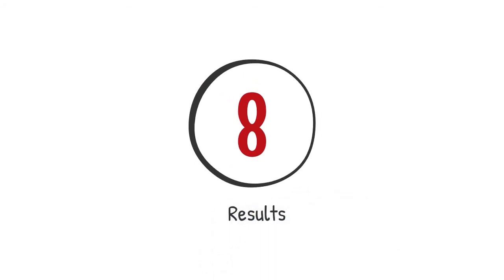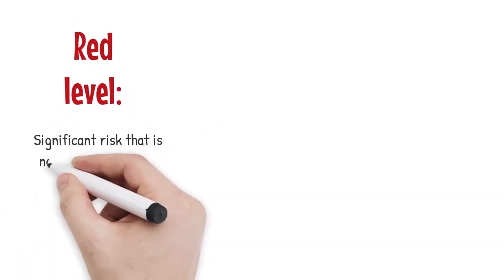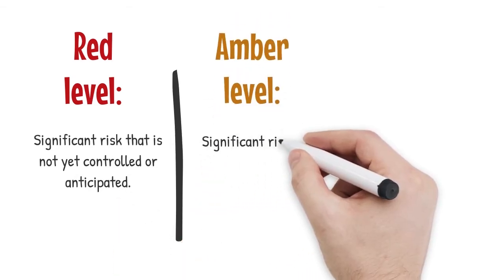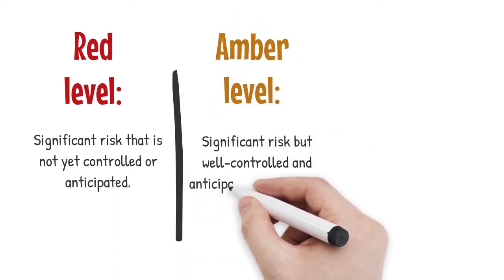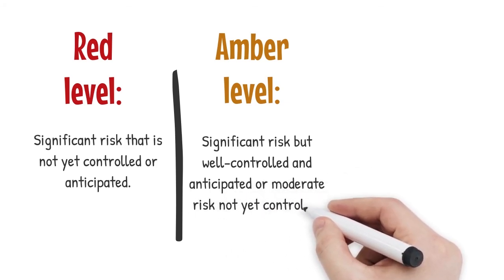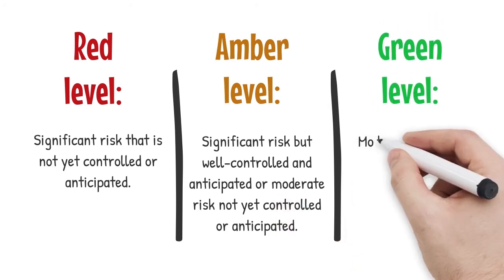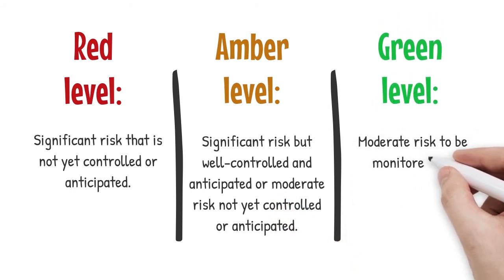8. Results. In the summary, the risks are classified according to 3 levels. Red level, significant risk that is not yet controlled or anticipated. Amber level, significant risk but well controlled and anticipated, or moderate risk not yet controlled or anticipated. Green level, moderate risk to be monitored and well controlled.